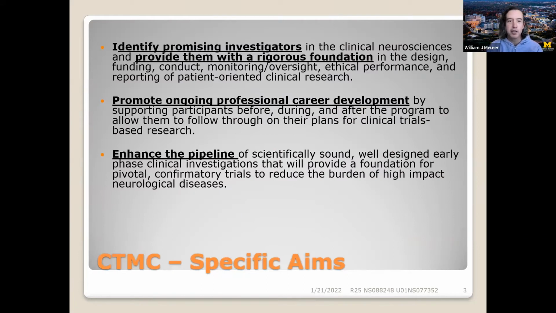So what do we try to do in the Clinical Trials Methodology course? So first, we try to identify promising investigators in the clinical neurosciences and give them a rigorous foundation in how to design, fund, conduct, monitor, and perform patient-oriented clinical research with a focus on clinical trials that deliver an intervention, some form of a healthcare treatment, as opposed to pure epidemiology. We do want to promote ongoing professional career development by supporting the participants before, during, and after the program, so that they can continue to contribute to clinical trials to aid in discovery and help us learn how to take care of future patients better. We also have a goal of helping to design scientifically sound early phase clinical investigations that provide the foundation for pivotal confirmatory trials that can truly have an impact and reduce the burden of neurologic disease. You can go to the next one.